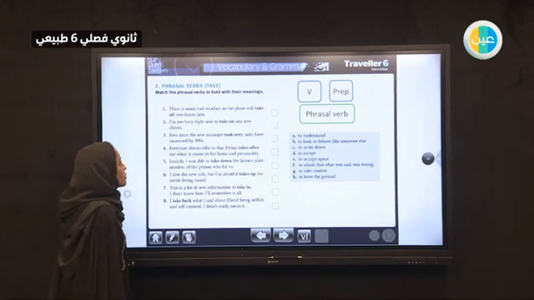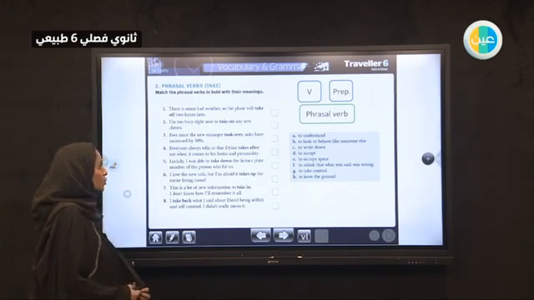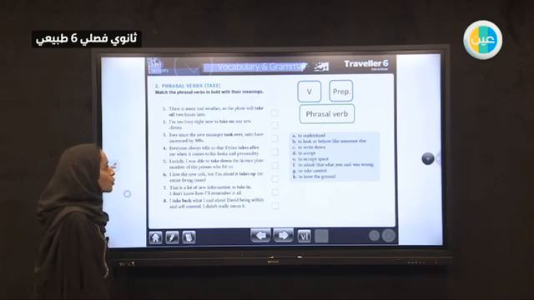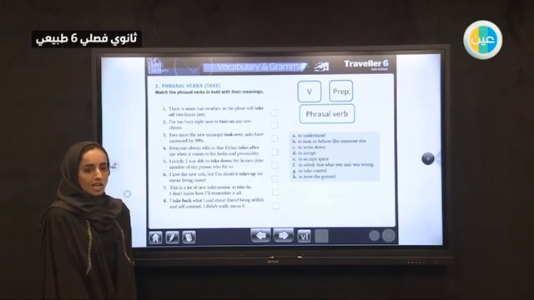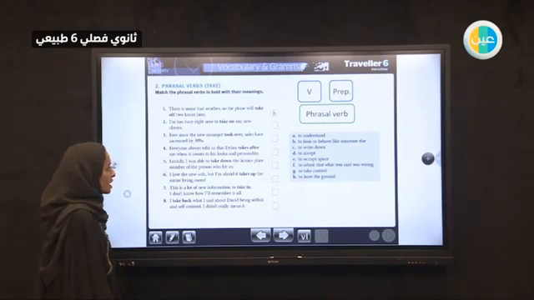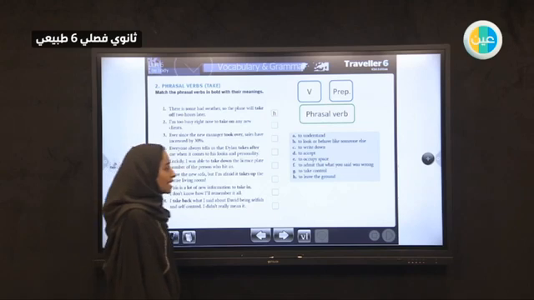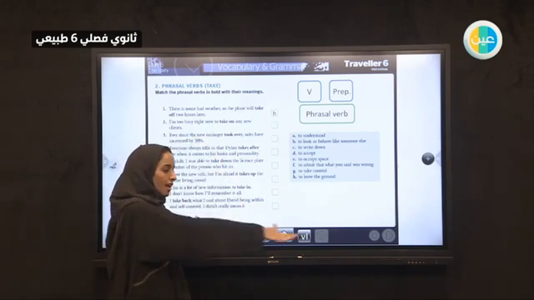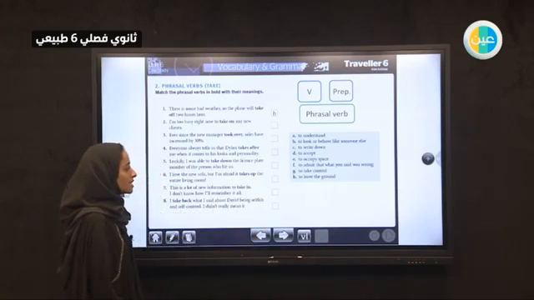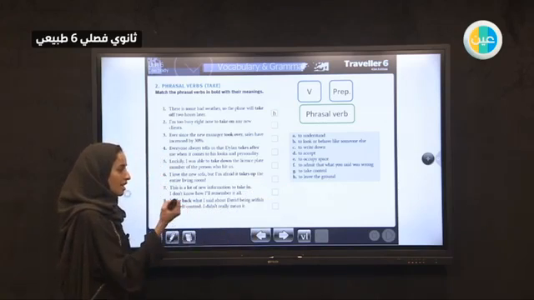So let's start with number one. There is some bad weather, so the plane will take off 2 hours later. The plane will take off. What do we mean by taking off? It will, H, leave the ground. It will take off, then we have a landing. So this is a verb, leaving the ground, not taking it.